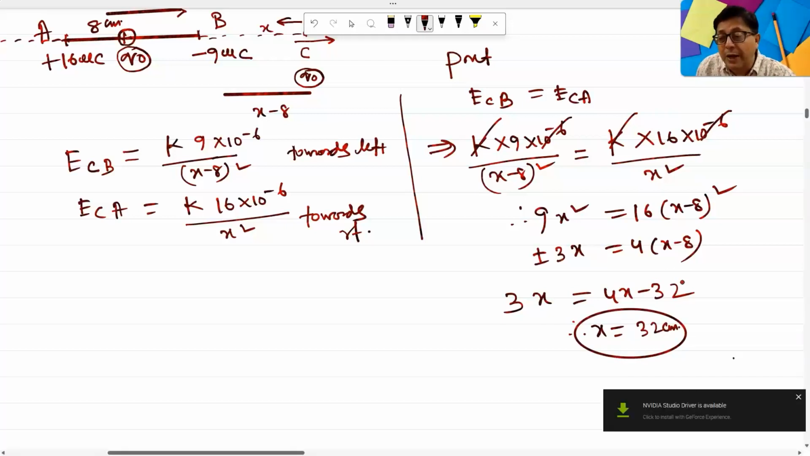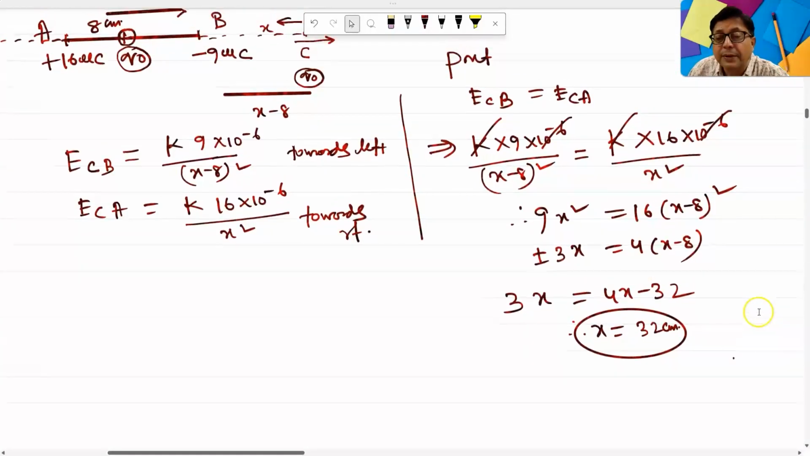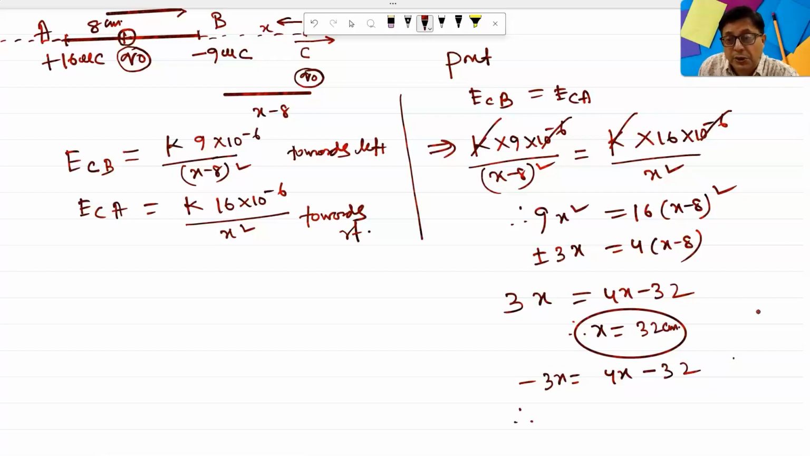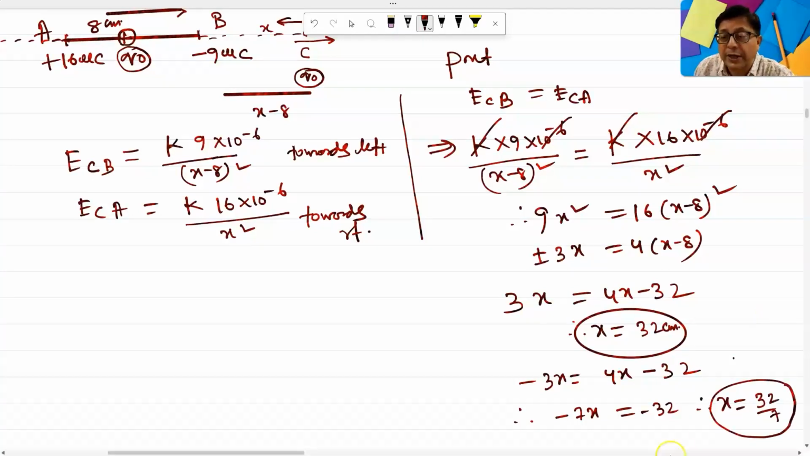For the minus sign, what will happen? It is minus 3x equal to 4x minus 32, if you are taking the minus sign here. So minus 7x is minus 32, so x will be 32 by 7. Okay. So taking the plus sign, you are getting x is equal to 32, and taking the minus sign, you are getting 32 by 7.